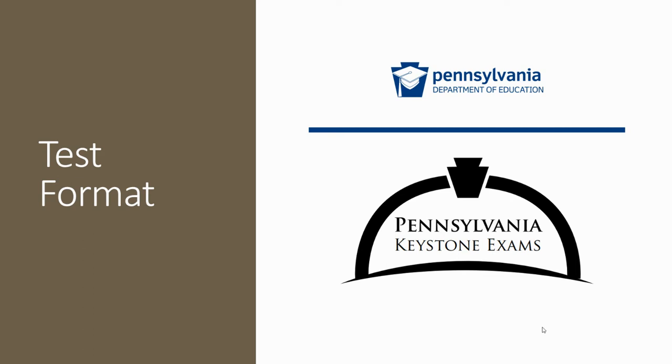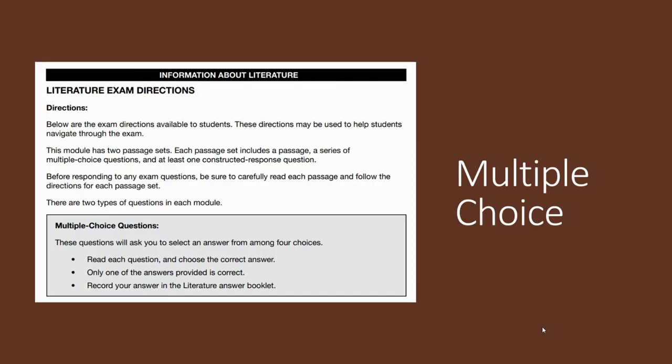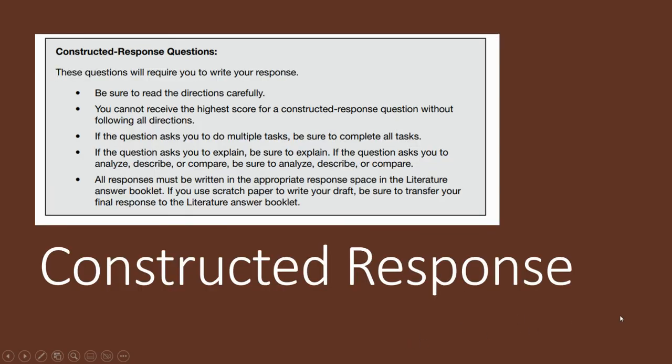So, your booklet will look like something like this, where it says Pennsylvania Keystone exams. This is an example of your literature exam directions for multiple choice questions. So they'll make sure that you read each question, choose the correct answer. Only one of the answers provided is correct. Read and record your answer in the literature answer booklet.